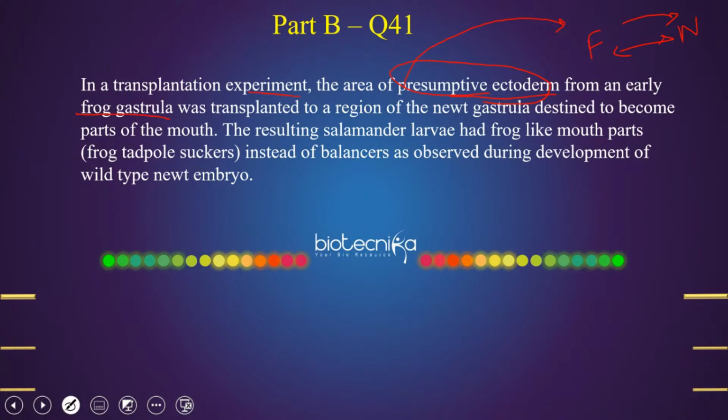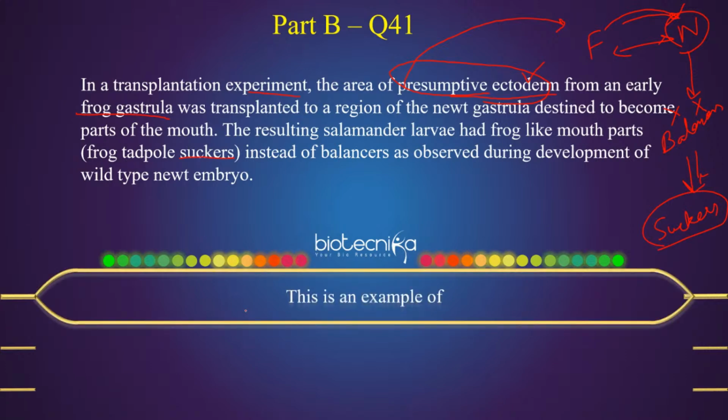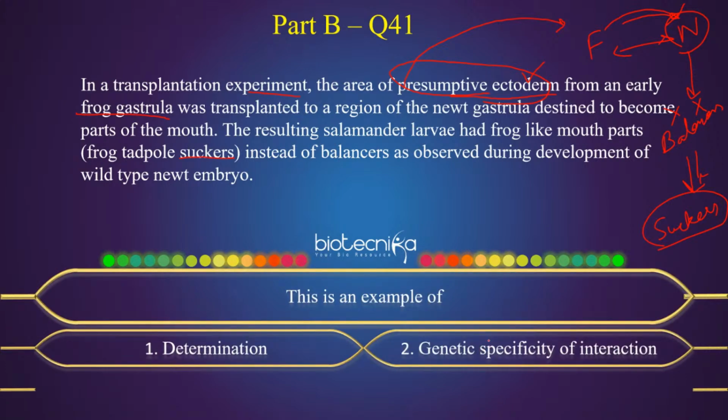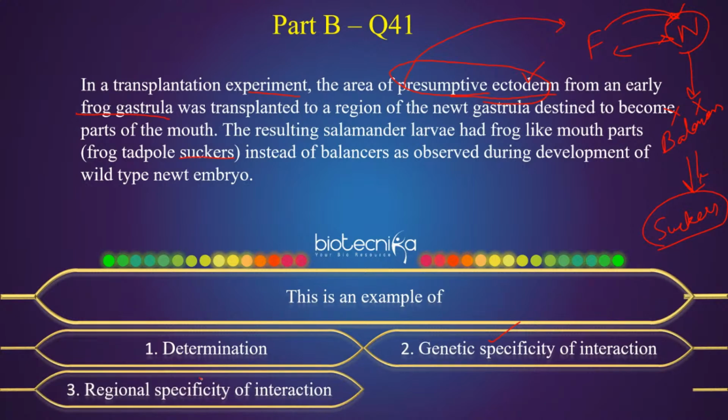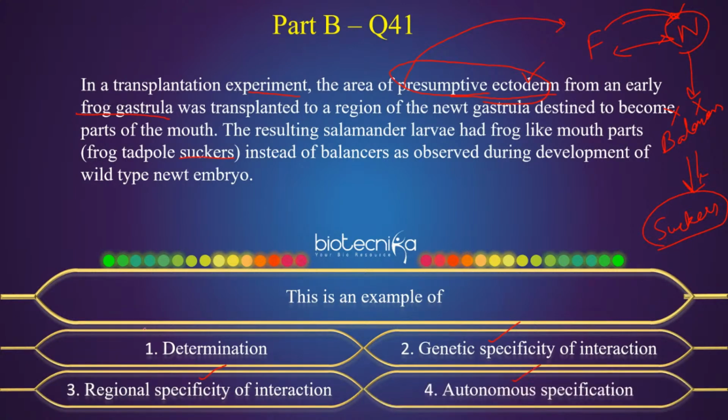So, what did it have? It had frog-like mouth parts. Because newt is supposed to form balancers. But because you had put frog tissue in the newt, which was supposed to form ectoderm, instead of balancers it formed frog suckers. Frogs have suckers. So, why was this observation made, that instead of balancers, it formed suckers? So, this is an example of what? Determination, genetic specificity of interaction, regional specificity of interaction, or autonomous specification. Which out of this is correct?